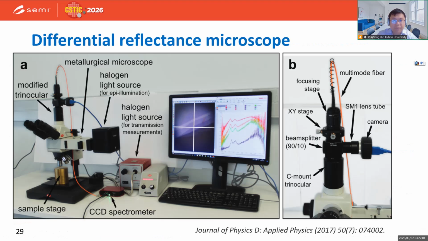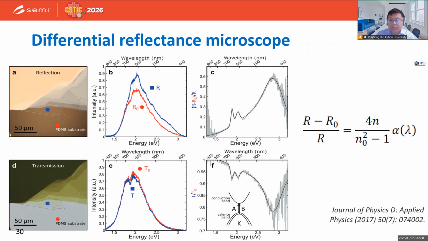But in order to check the properties of the band gap, we have a simple method like differential reflectance. What does that mean? With just two spectra, either on the substrate or on the materials, you can get the ratio between the absorption, and self-absorption is the intrinsic property of your materials. Therefore, we can have the A exciton and B exciton easily distinguished.